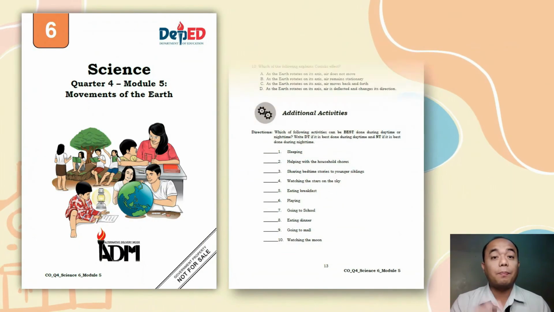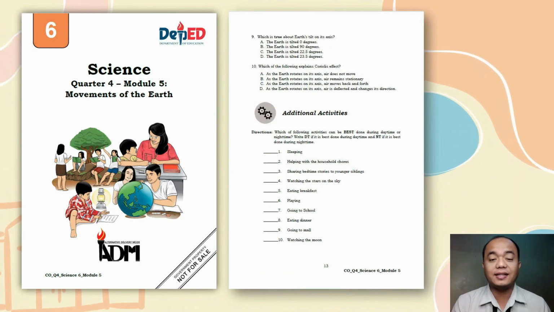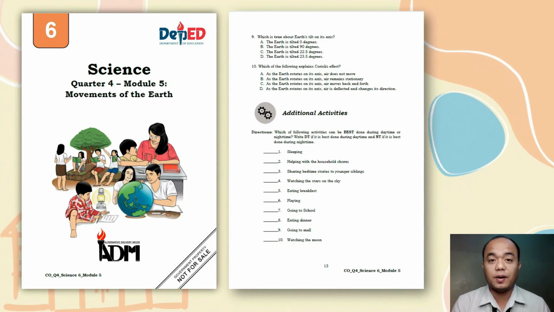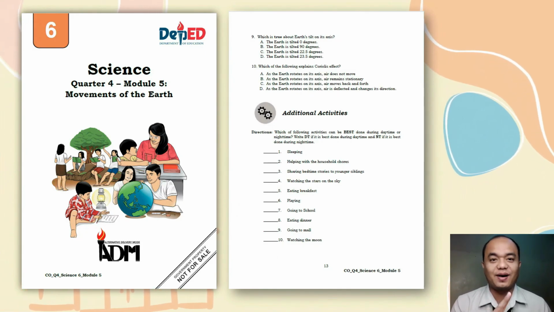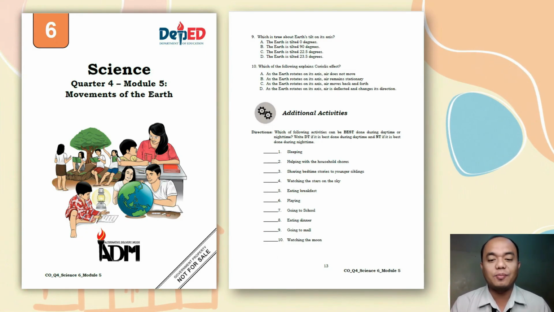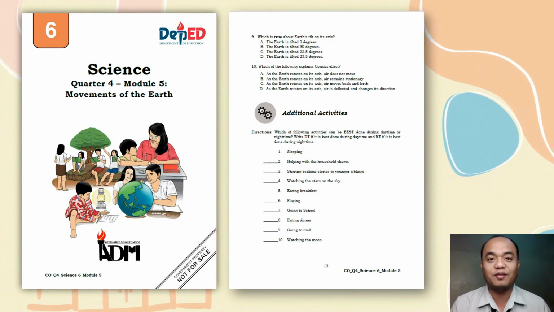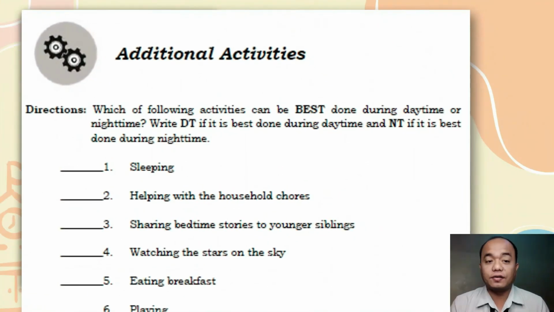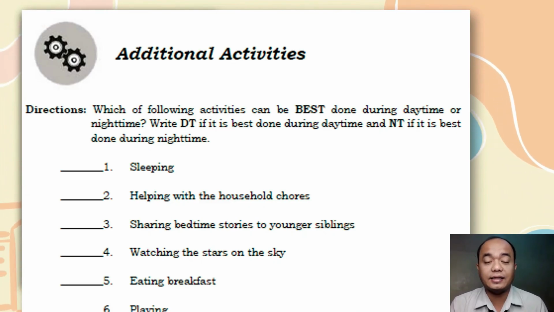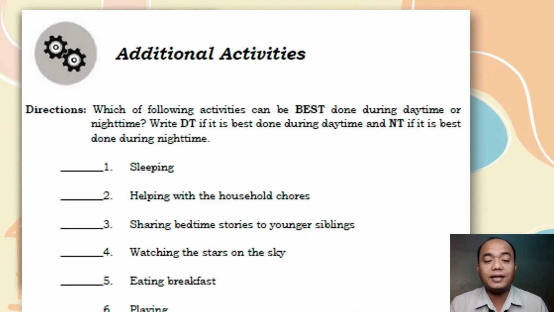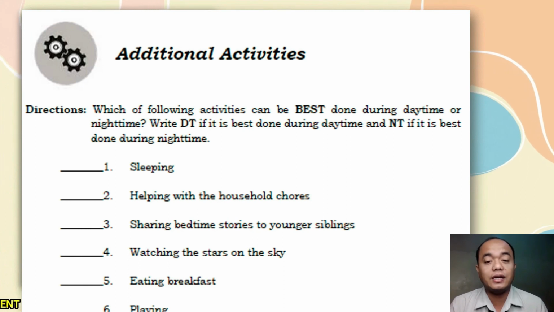Now let's have part 1 of your assignment, the additional activities part of your lesson 1. This can be found on page 13 of your module 5. Directions: which of the following activities can be best done during daytime or nighttime? Write DT if it is best done during daytime and NT if it is best done during nighttime.